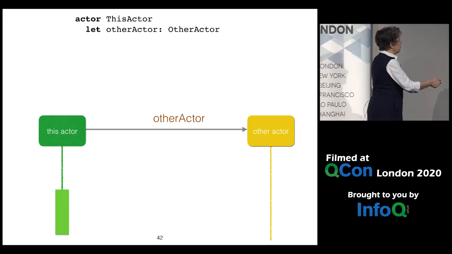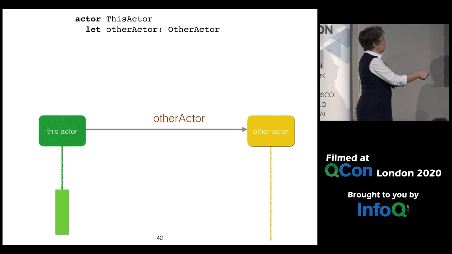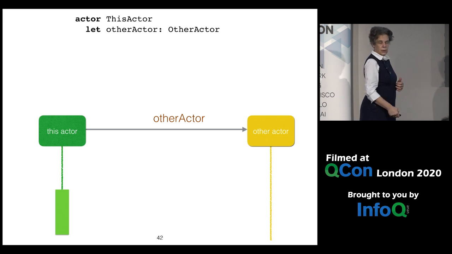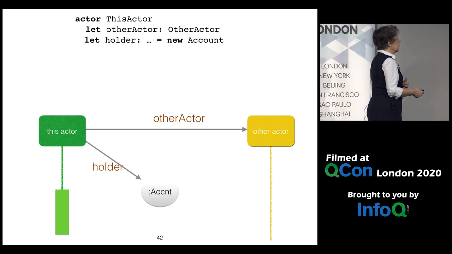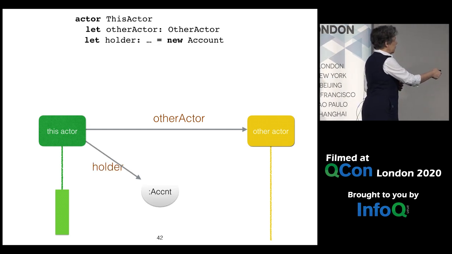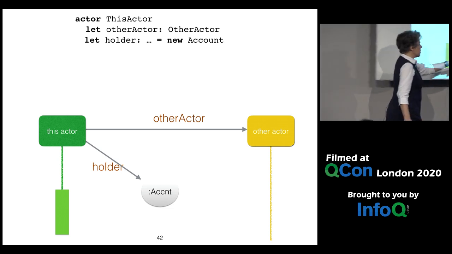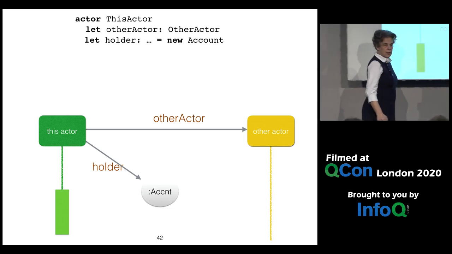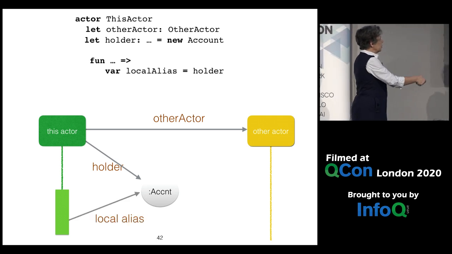So assume that we have an actor of type this actor, and it has got a field called other actor that points to some other actor. So this is the diagram to understand that. Then I also have got another field, holder, and holder is initialized so that it points to some object of class account. So this gray blob is an object of class account.